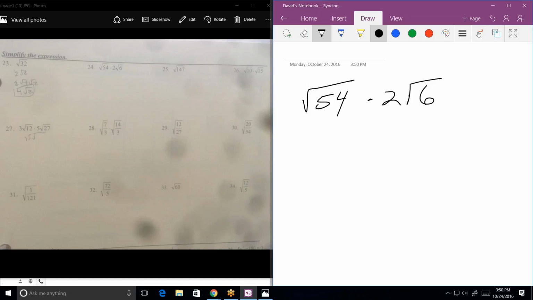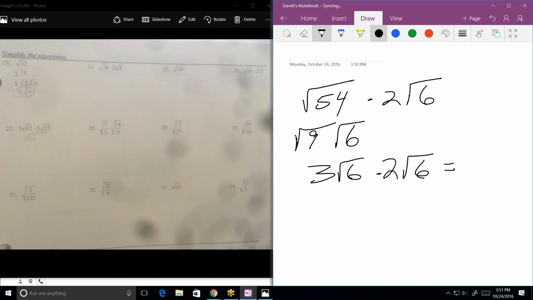Now, you can do this the hard way, which is 2 times the square root of 324. But that really is the hard way, and if you don't have a calculator, figuring out the square root of 324 could be tough. There's a better way to go. 54 is 9 by 6. That's the better way to go, which is 3 root 6 times 2 root 6. What's the answer to that? 6 by 6 is 36. Very good.